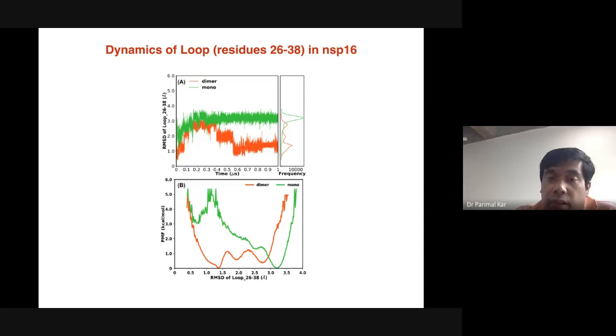On the other hand, when the same molecule binds to NSP16 alone, then it has a higher RMSD. It is stabilized at 3.4 angstrom. So which one is better? Of course, 1.5 is better. This suggests that you should target the dimer.